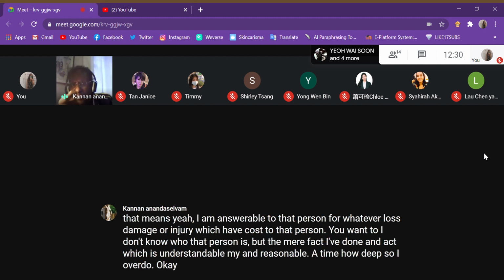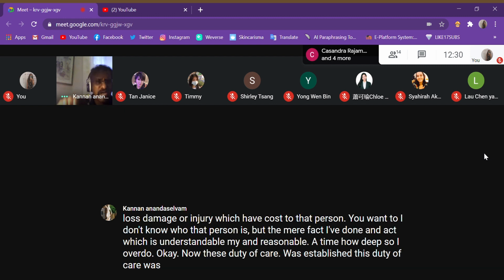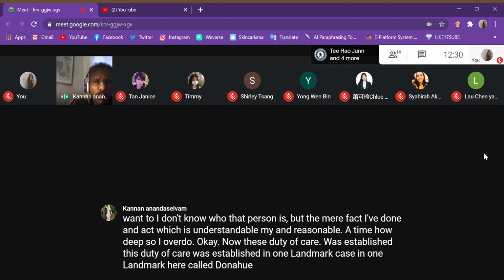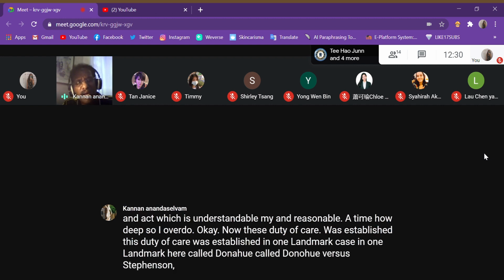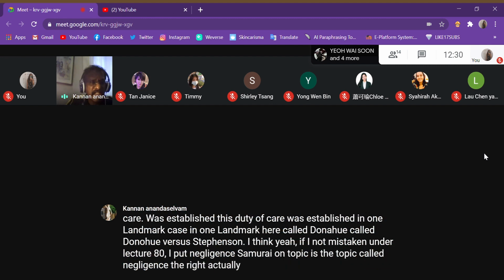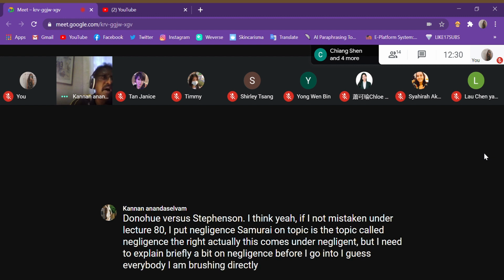Okay, now this duty of care was established in one landmark case called Donoghue versus Stevenson. I think, if I'm not mistaken, under lecture 8, I put negligence. Actually, this comes under negligence, but I need to explain briefly a bit on negligence before I go into vicarious liability. Why am I rushing to vicarious liability? Because of your midterm exam, you know.